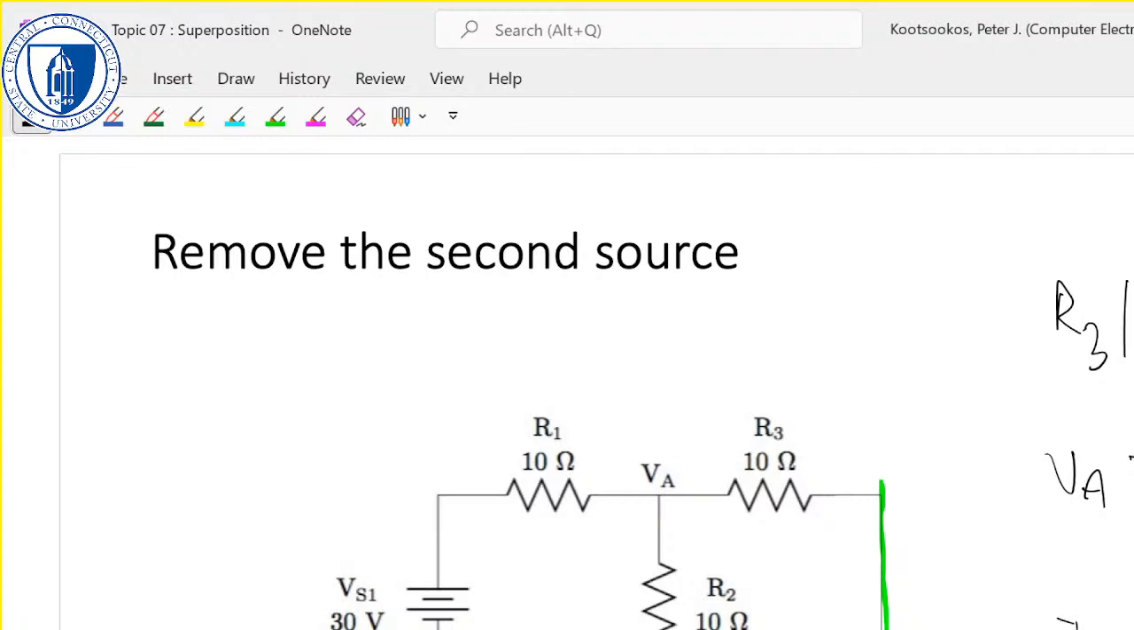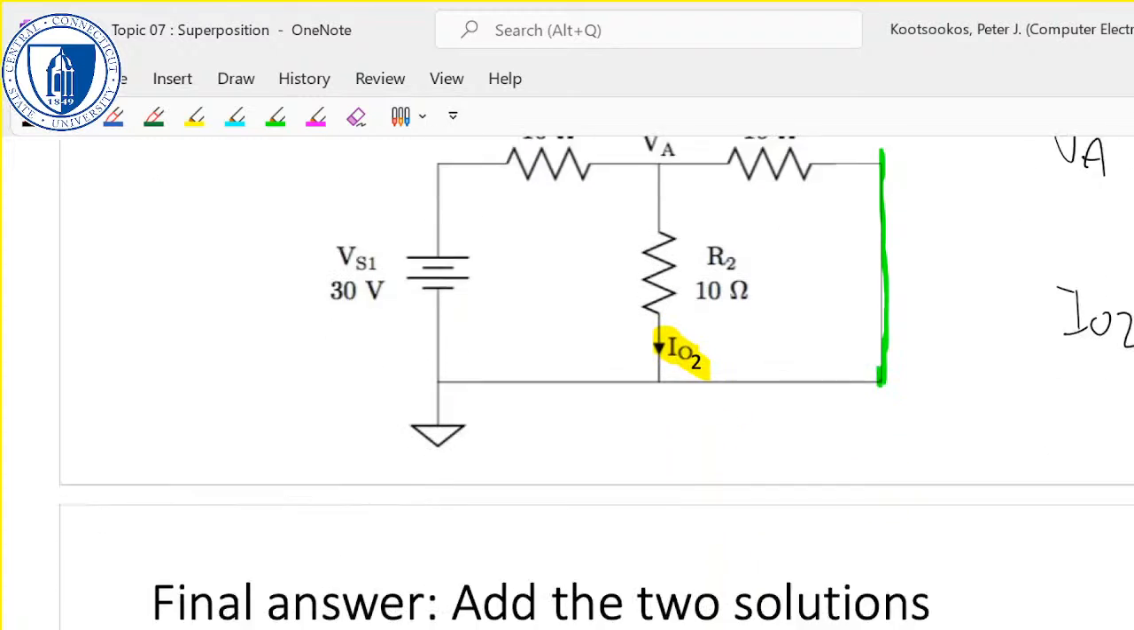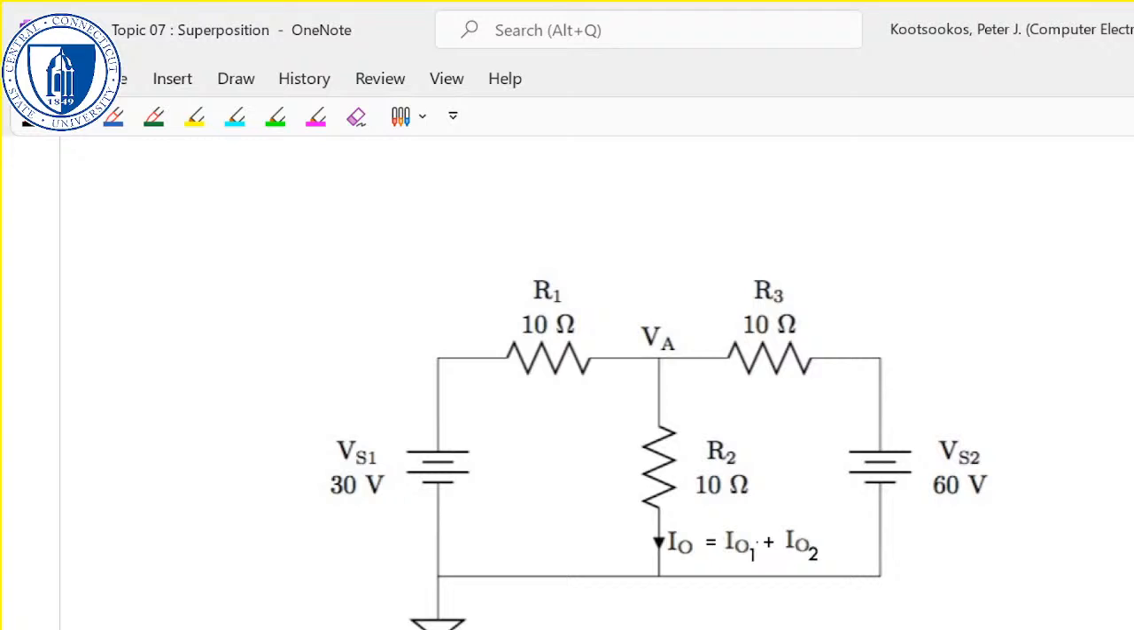And IO2, the thing we're trying to find in the overall problem, is VA on R2 again. Right, and then our overall answer is just the algebraic sum, which is equal to 2 plus 1, 3 amps. Okay?